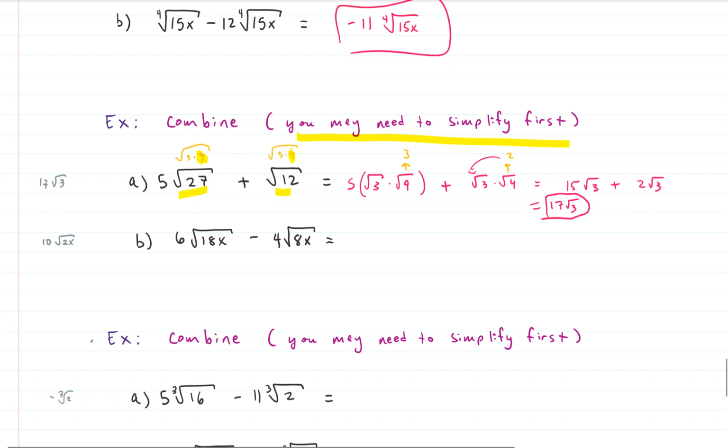Let's see, we have the square root of 18x. We've got 6 of them, and we are trying to take away 4 square root of 8x. So 18x and 8x are not the same thing. Can we fix that? Can we simplify them? I think that we can, because this really could be written 6 root 9 times 2x. The 9 can come out, right? This next one can be, 8 is the same thing as 4 times 2x.